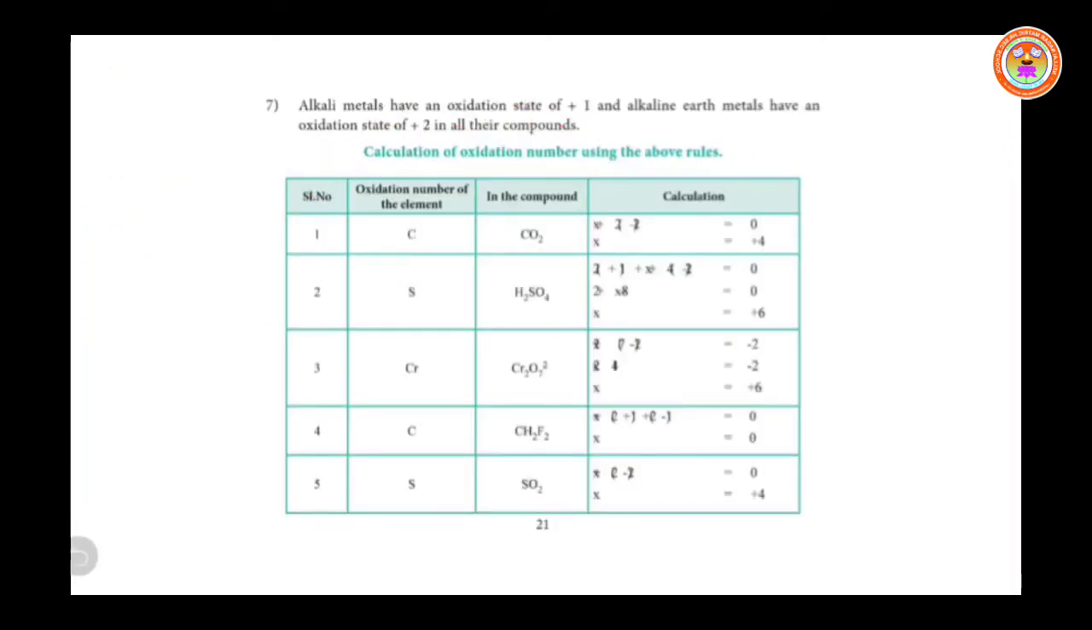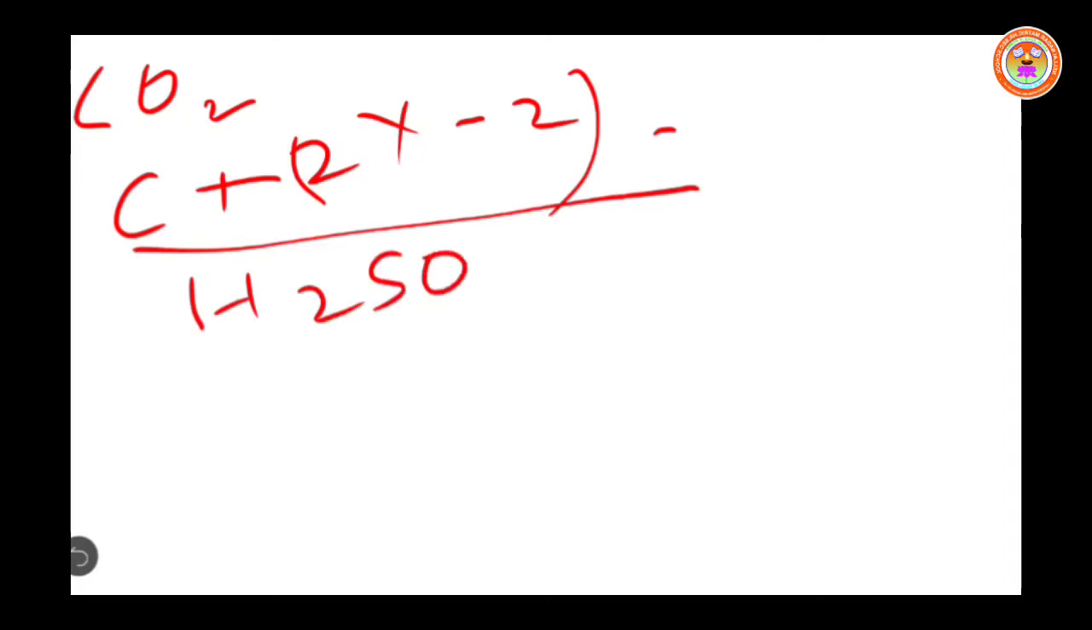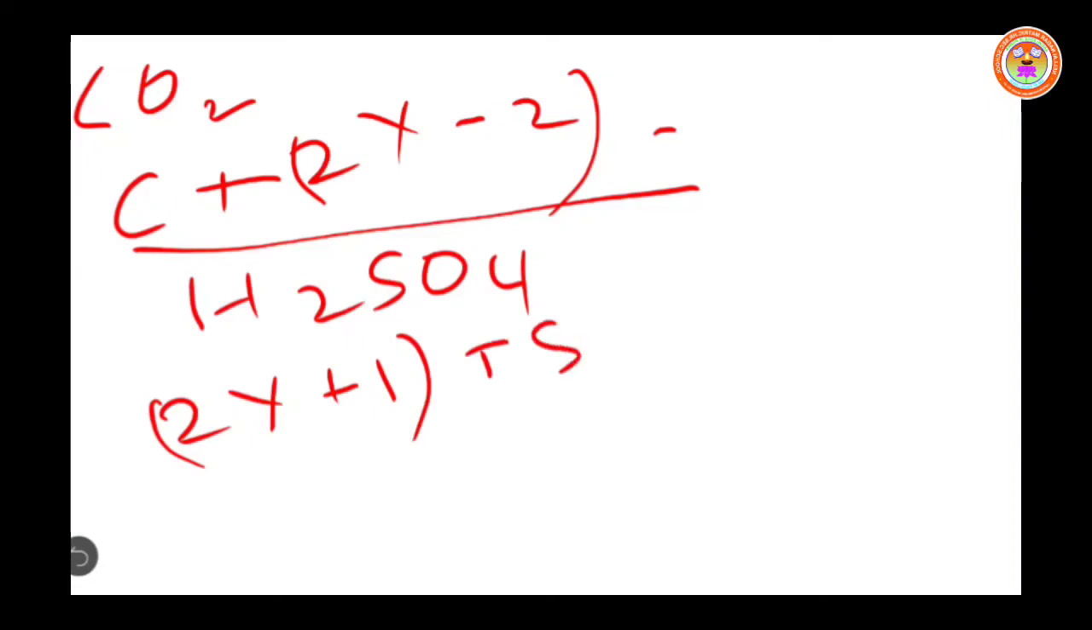The next oxidation state is of sulfur in sulfuric acid. We can see the formula is H2SO4, and we are calculating for sulfur. So substitute the oxidation states of hydrogen and oxygen. There are 2 hydrogen, so 2 into plus 1. Just now we saw that the oxidation number of hydrogen in all its compounds is plus 1, except in metal hydrides.